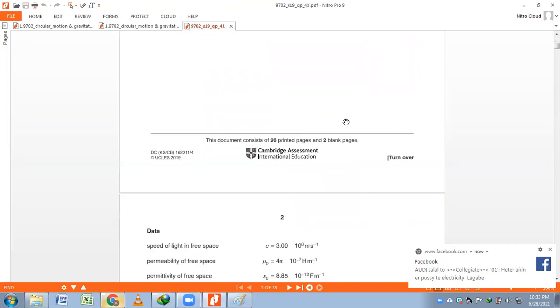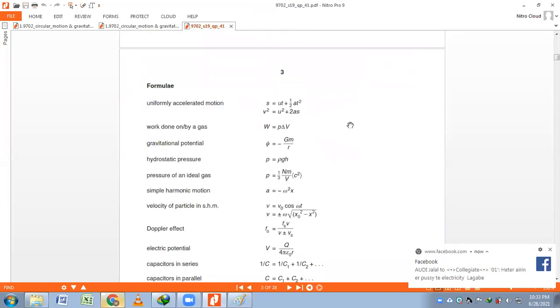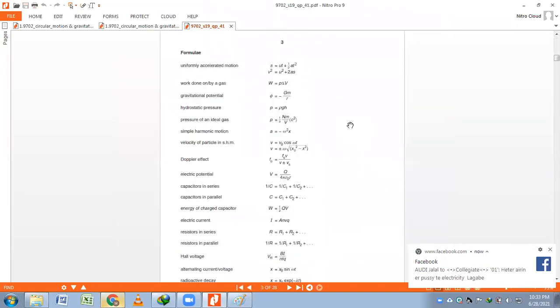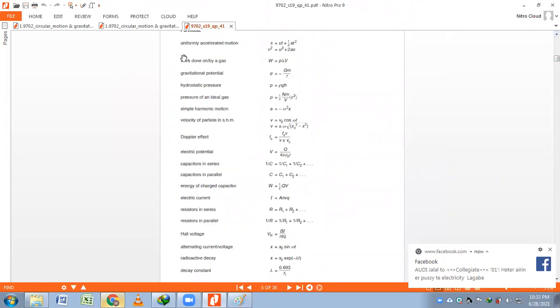So I downloaded this to show you what formulas you will have in your formula sheet. So what formulas are you going to have? Are you going to have the value of escape velocity or anything like that? If you have a look right over here: x equals ut plus half at squared, v squared equals u squared plus 2as, work done on a gas W equals p delta V, gravitational potential minus GM by r, hydrostatic pressure p equals rho g h.